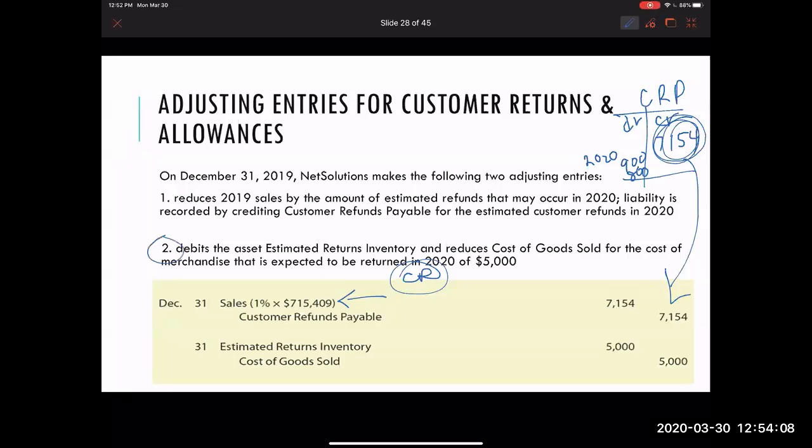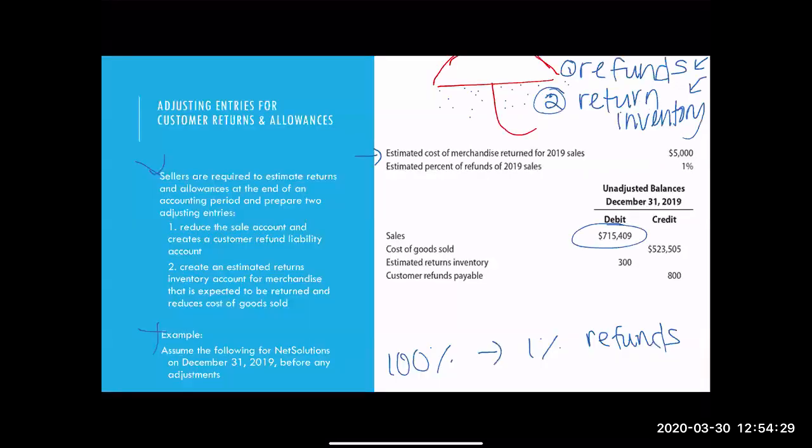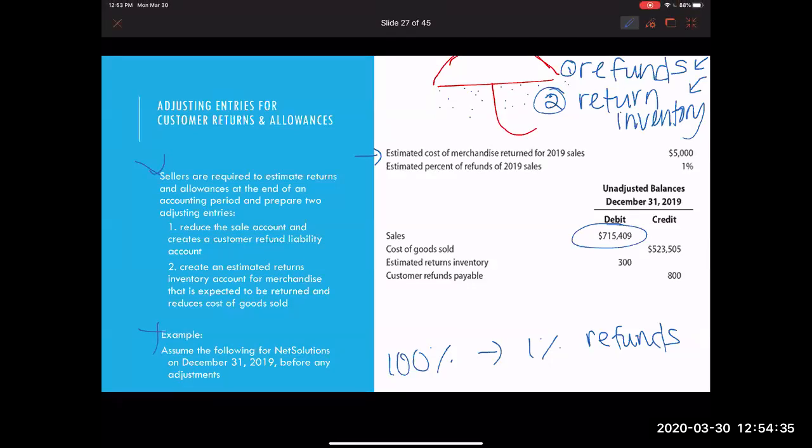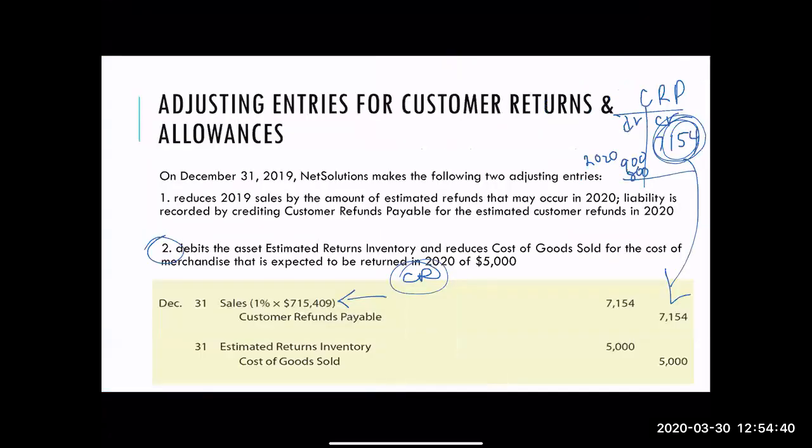And then our next one is the adjusting entry that debits the estimated return inventory and reduces our cost of goods sold, for anything that we expect to be returned. In this particular instance, there is no calculation to be done because in a prior slide, it told us that our estimated return that we think we will have is $5,000. So with that, we're just going to go with it. We're going to do a debit to estimated returns inventory, and our credit is to the cost of goods sold.